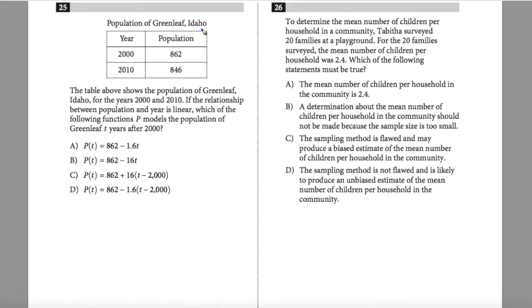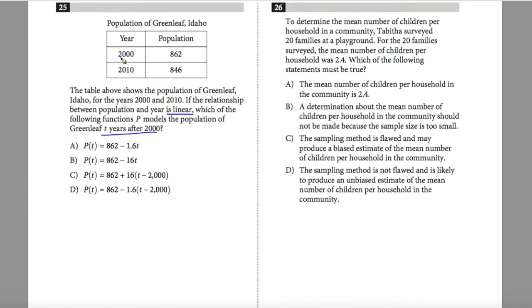Question 25 gives me the population in Greenleaf, Idaho. I have the table above. It shows the population of Greenleaf, Idaho for years 2000-2010. If the relationship between population and year is linear, meaning same rate, which of the following functions P models the population in Greenleaf T years after 2000?